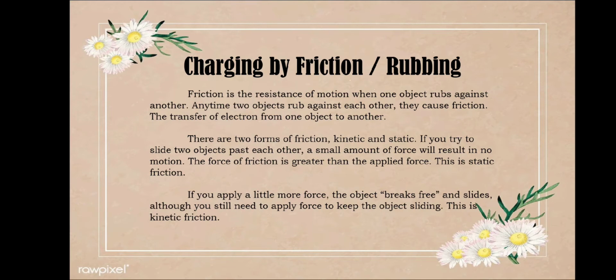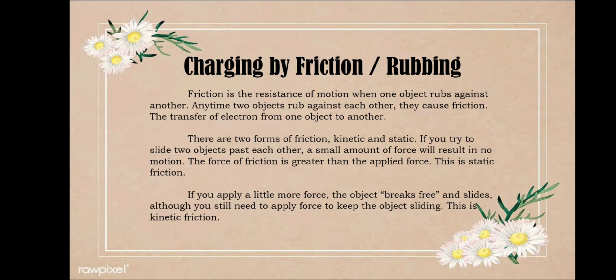Static friction is if you try to slide two objects past each other, a small amount of force will result in no motion. The force of friction is greater than the applied force. Kinetic friction is if you apply a little more force, the object breaks free and slides, although you still need to apply force to keep the object sliding. You do not need to apply quite as much force to keep the object sliding as you needed to originally break free of static friction.